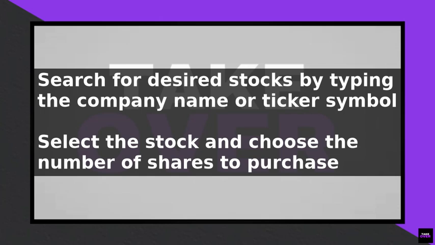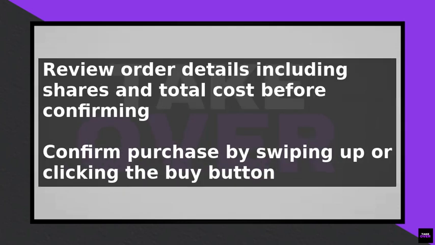Before you make a purchase, it is essential to review the order details, including the number of shares, the price, and the total cost. You should also be aware of any fees associated with the transaction. Although Robinhood is known for offering commission-free trades, after reviewing the order details, you can confirm your purchase by swiping up or clicking the buy button. Your order will be executed immediately, and the stocks will be added to your portfolio.